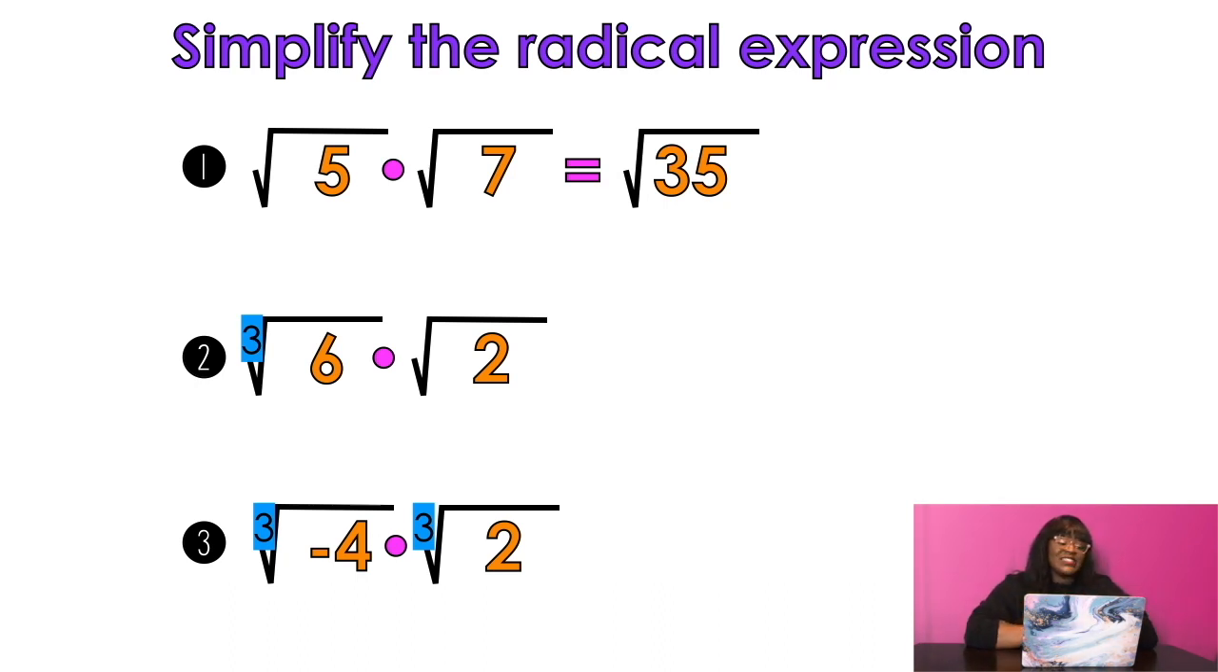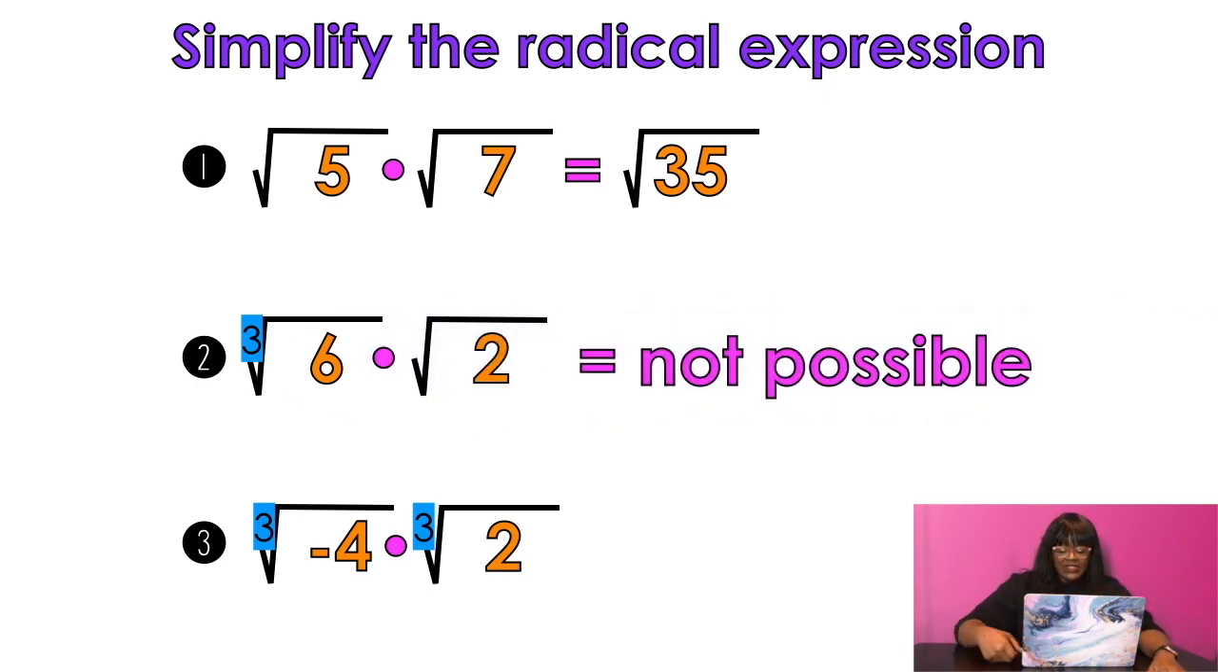Now let's move on to number two. Number two says the cube root of 6 times the square root of 2. Now I have a cube root times a square root. I cannot do that. That is not possible. Okay? And then number three, I have the cube root of -4 and the cube root of 2.